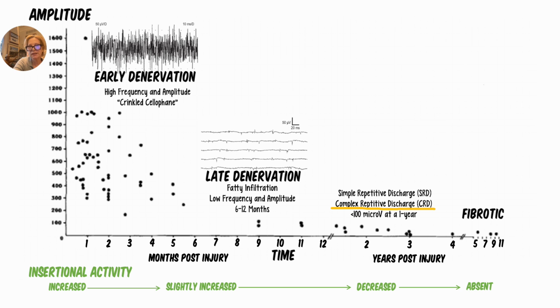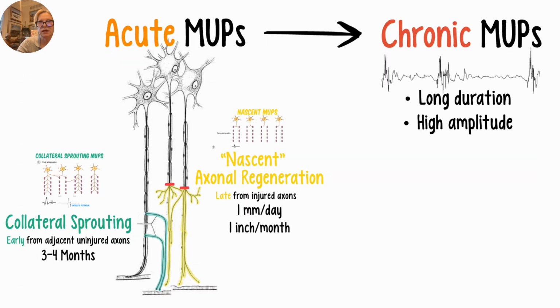the fibrillation amplitude decreases. You're noting the complex repetitive discharge there, and the muscle becomes fibrotic. And look on the bottom, insertional activity: increased, slightly increased, decreased, and absent. So that gives us an idea about how useful that insertional activity is.